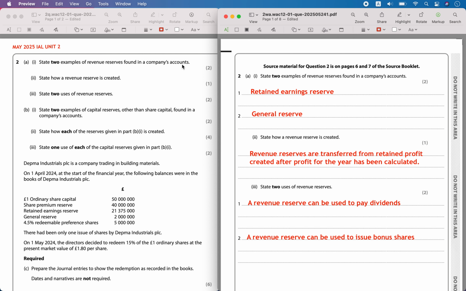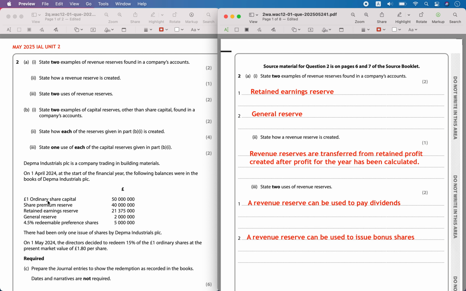Okay, what is a revenue reserve? Revenue reserves are distributable reserves created in the company's financial statements, and these could generally be used for the distribution of dividends and things like that.